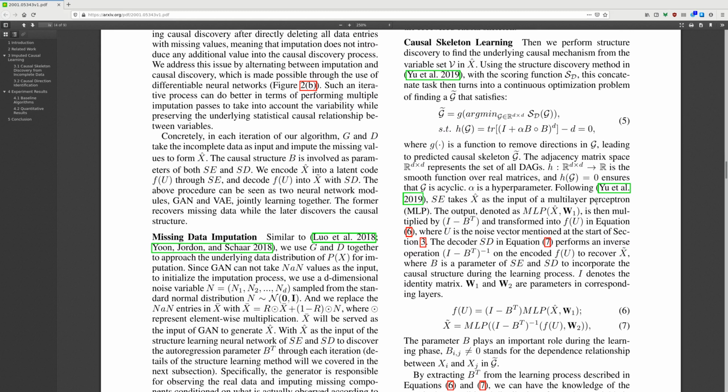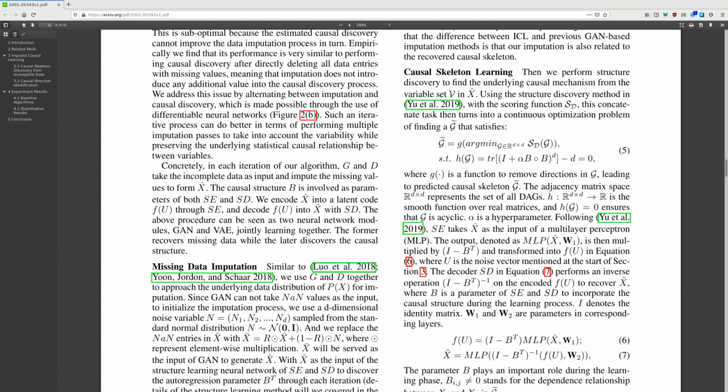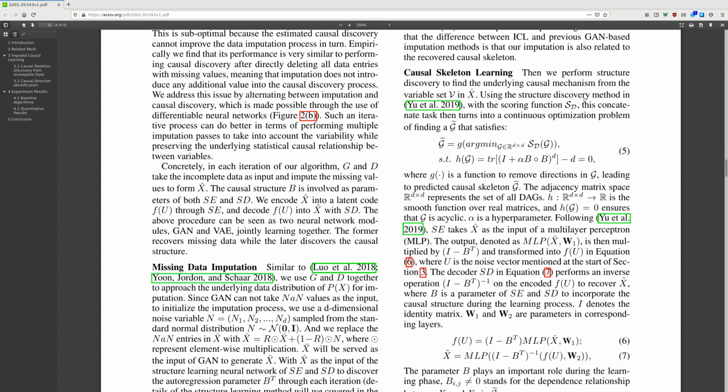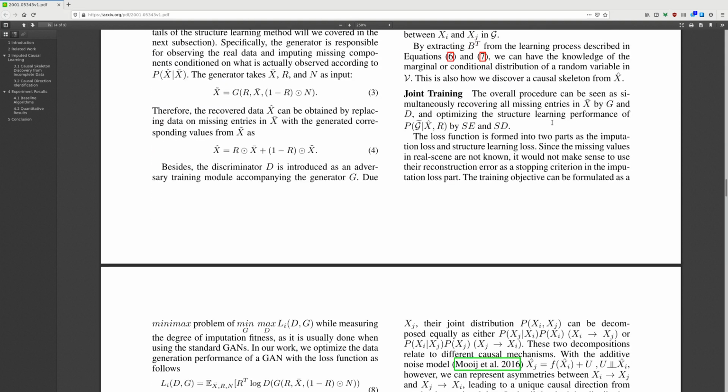Causal skeleton learning. Then we perform structure discovery to find the underlying causal mechanism from the variable set V and X. Using a structure discovery method with the scoring function SD, this combinatorial task turns into a continuous optimization problem. Finding G that satisfies G equals argmin of SD(G). The structure discovery method is not apparently described here. That would be interesting.